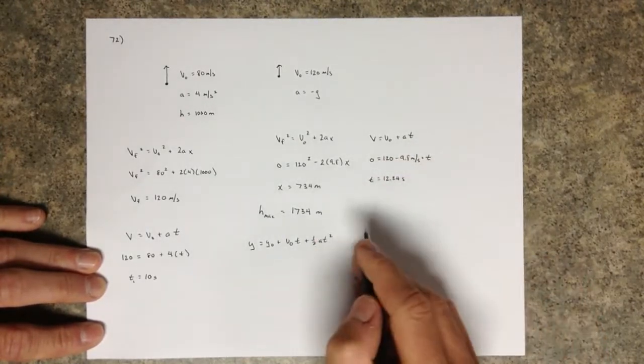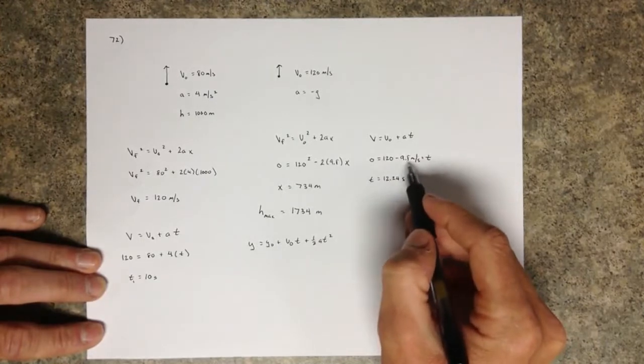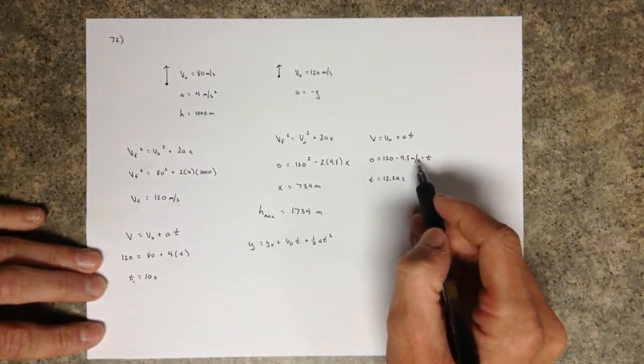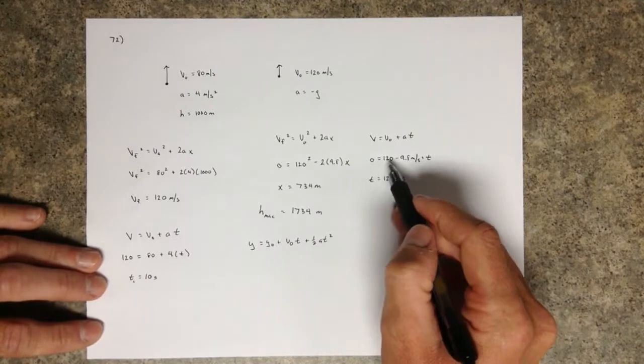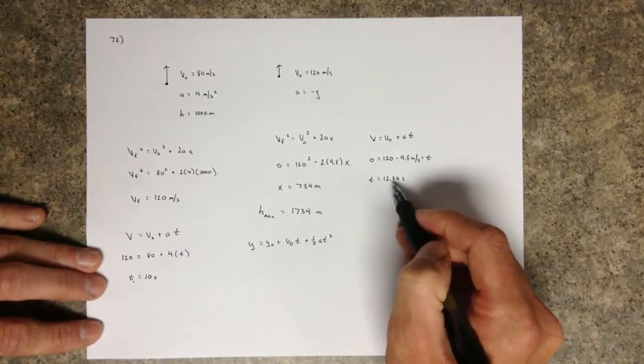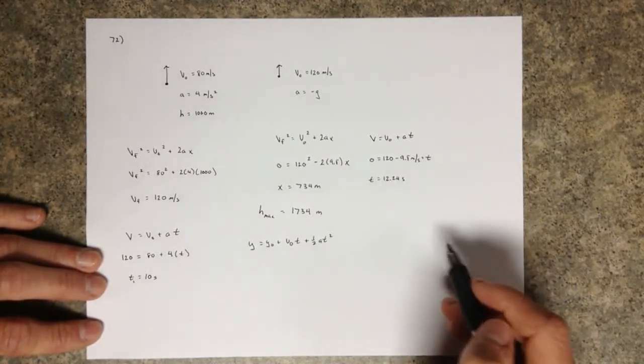And that makes sense. Think about it again. You're roughly slowing down 10 meters per second every second. So how many tens do you need to slow down from 120? Well, 12. That's a little more than 12 because we're using 9.8 instead of 10.